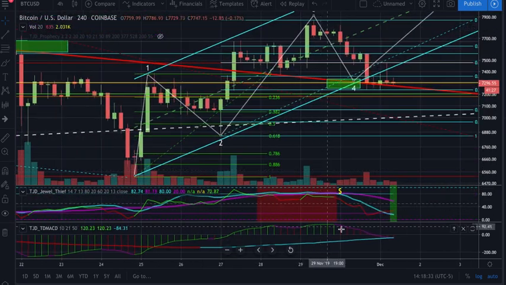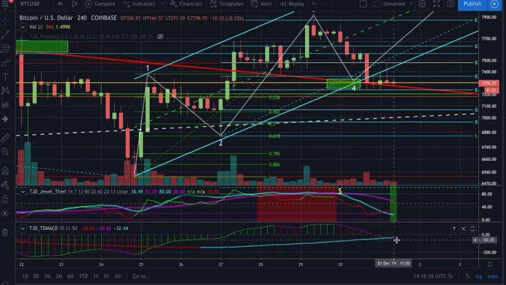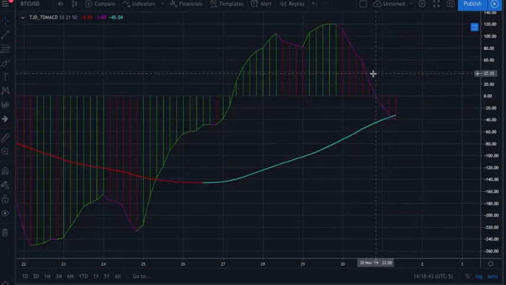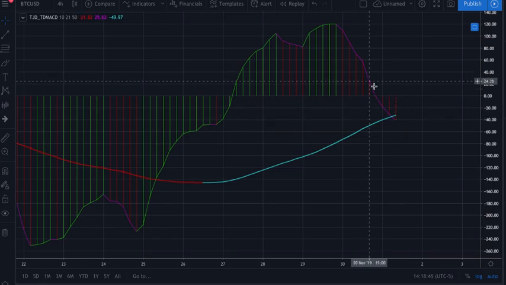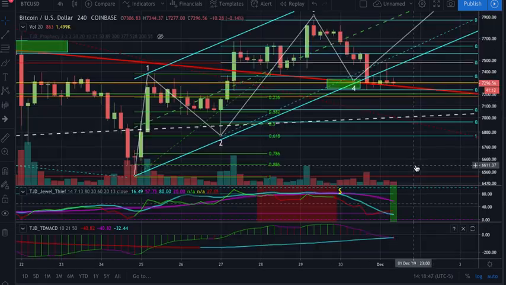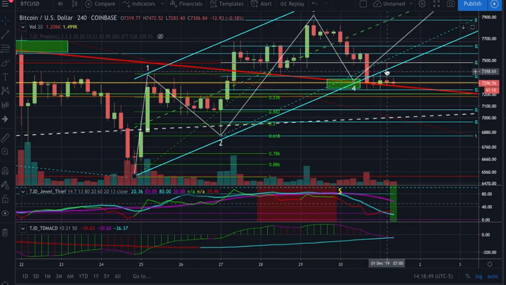What it looks more like to me is that we are finding support on the cross between the histogram and the blue slope line on the MACD. We typically will find some kind of support there, and then get a little bit of a bounce and then sell back off. And I think that's what this was. That was that bounce and then rejection. And I think at this point in time we'll get continuation to the downside.